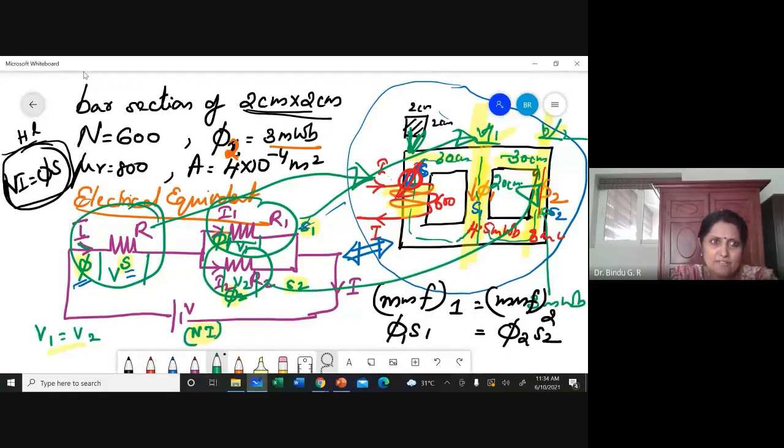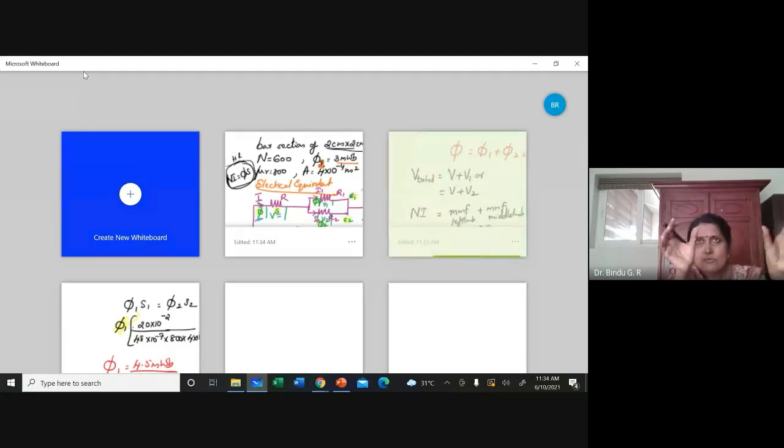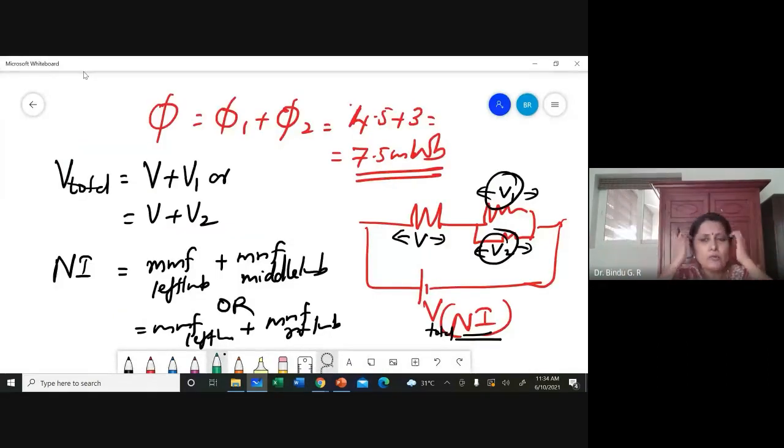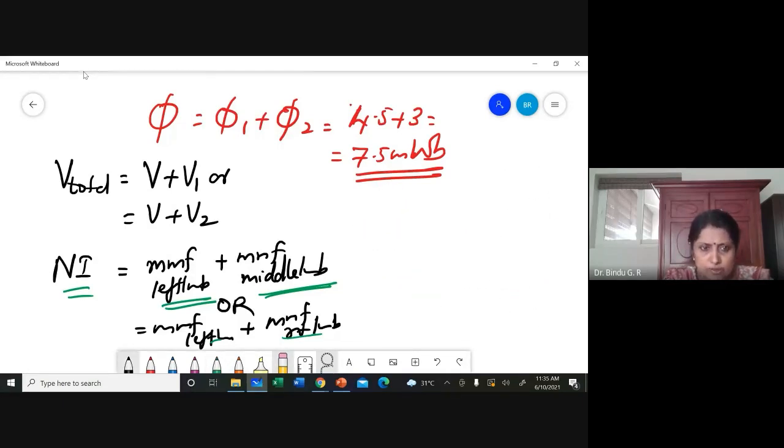I don't know whether I have confused you. What I meant to say is the total MMF or the total voltage is equal to series voltage plus either of the two voltage drops in either of the parallel paths. Similarly, this total Ni is equal to left limb MMF plus middle limb MMF, or left limb MMF plus right limb MMF. Just give me some more time, I just want to finish off this.